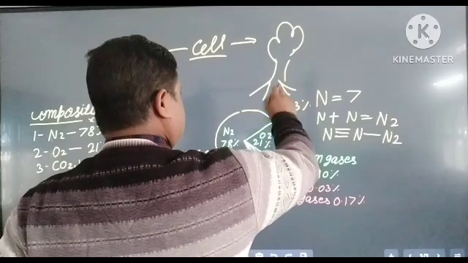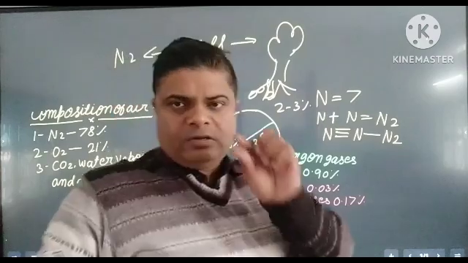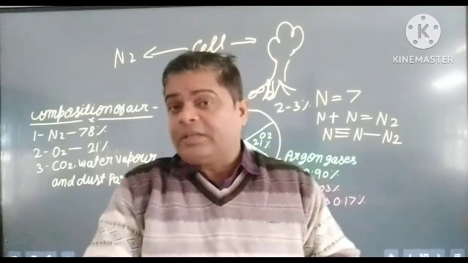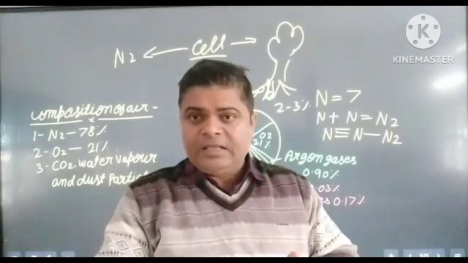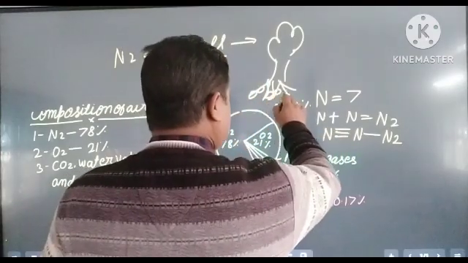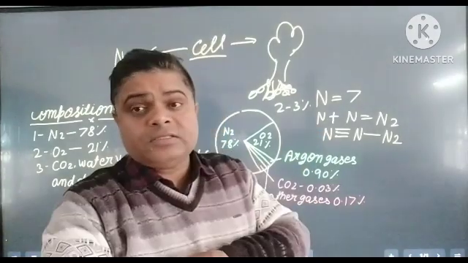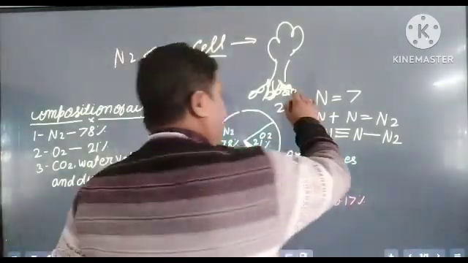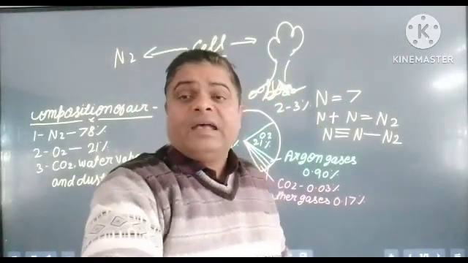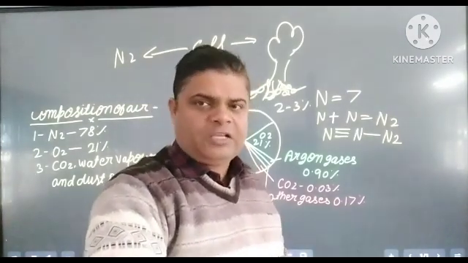In the plants, some plants whose roots contain legumes. You know legumes? Small buds, like peas. Their roots contain small legume buds. And what is the importance of such buds? Such buds contain nitrogen fixing bacteria, and such nitrogen fixing bacteria take nitrogen directly from the atmosphere.